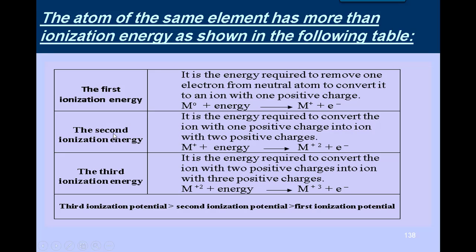The second ionization energy is the energy required to convert the positive ion with 1 charge into a positive ion with 2 positive charges. The third ionization energy is required to convert an ion with 2 positive charges into an ion with 3 positive charges. And you have to know that the third ionization potential is more than the second ionization potential, and the second ionization potential is more than the first ionization potential.